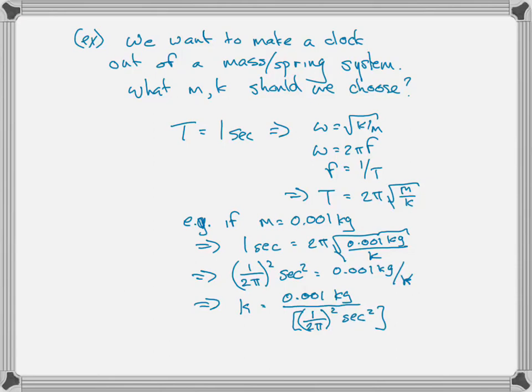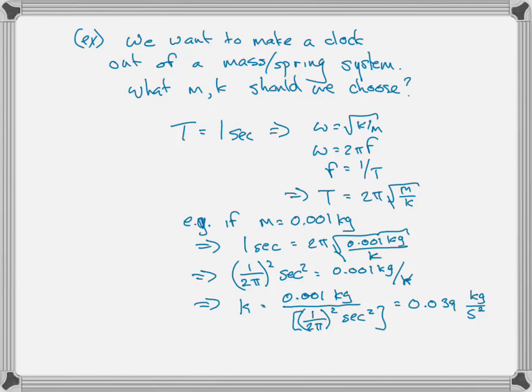So I went ahead and solved for k by squaring both sides, then inverting both sides and combining, and we get this. I'm going to plug that into my calculator. What I get is that k is 0.039, and obviously it depends on how many digits, how accurate we want our clock to be, but anyway, 0.039 kilogram per second squared.